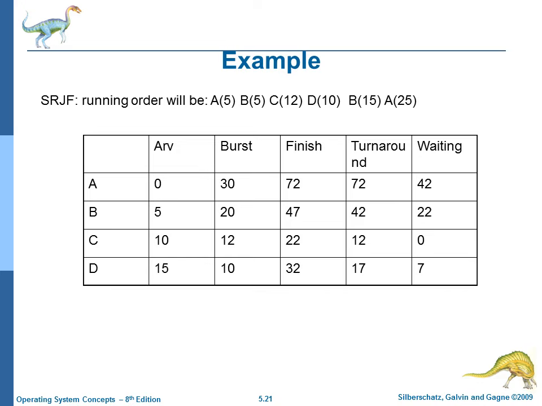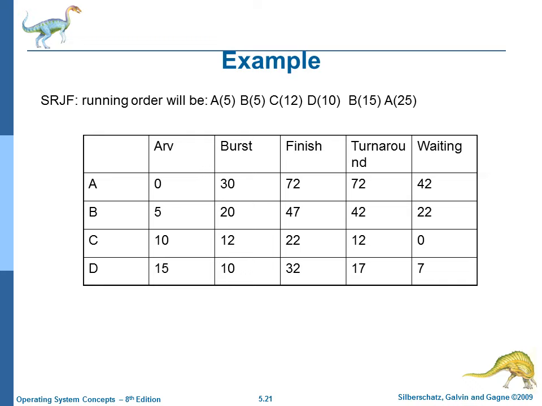If we try the same example for shortest remaining job first, here we should pay attention to the arrival time. Process A will work for 5 milliseconds, then process B will work for 5 milliseconds, process C will work for 12 milliseconds, process D will work for 10 milliseconds, then we return the turn to process B for 15 milliseconds, and at the end process A, which is the last remaining process, for 25 milliseconds.